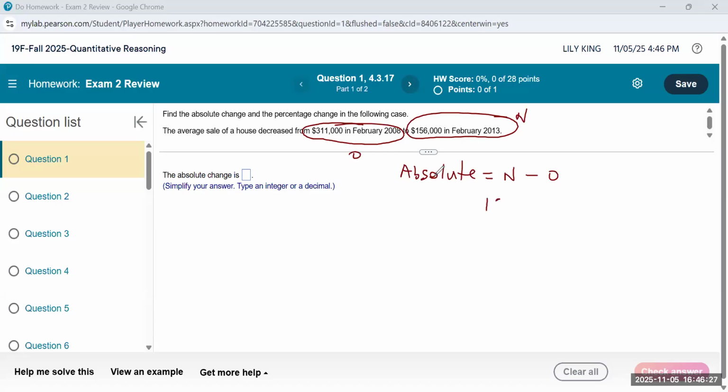So new minus old, 156,000 minus 311,000. This gives an absolute change of negative 155,000.